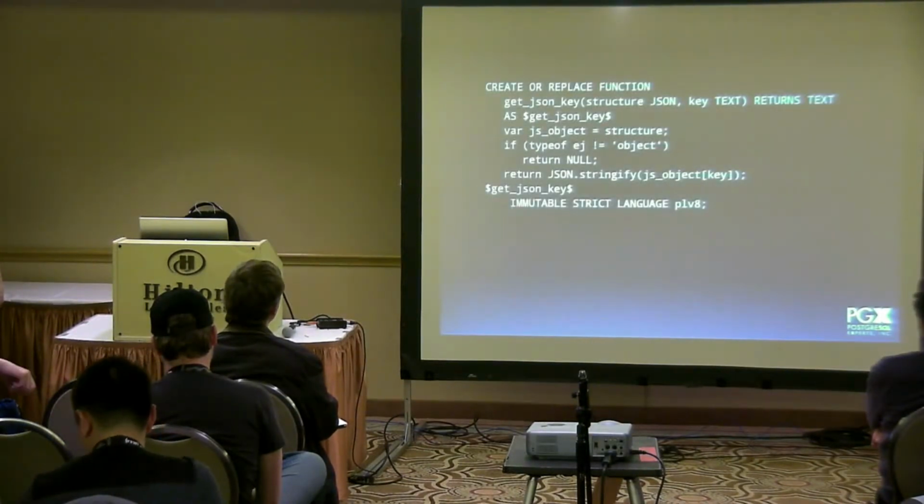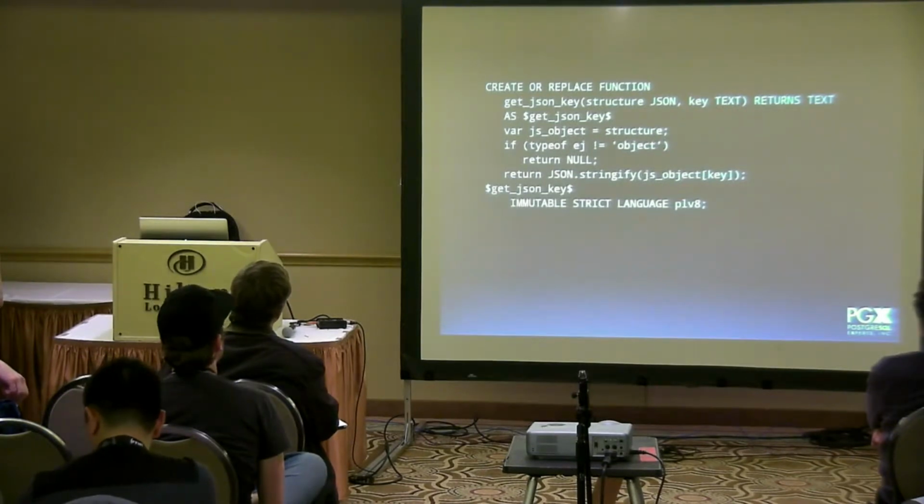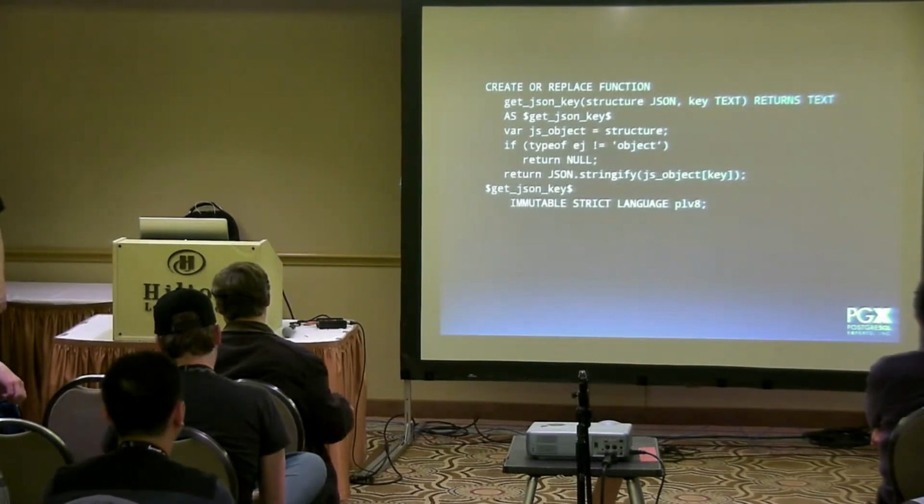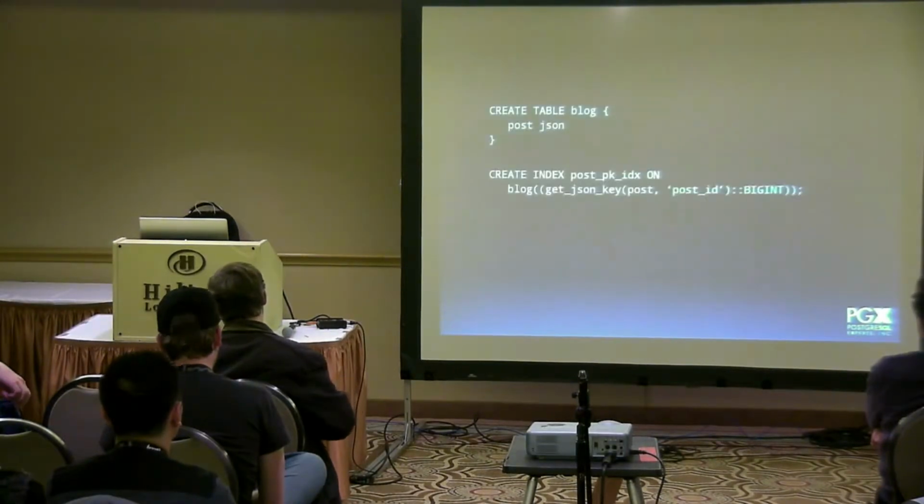So, for example, here's a little JSON function in PL-V8 that pulls one key out. This will be built in soon enough, but for right now, you get to write it in PL-V8. Provided by Andrew Dunstan, a colleague of mine who spent a lot of time working on V8. PL-V8. Ta-da.